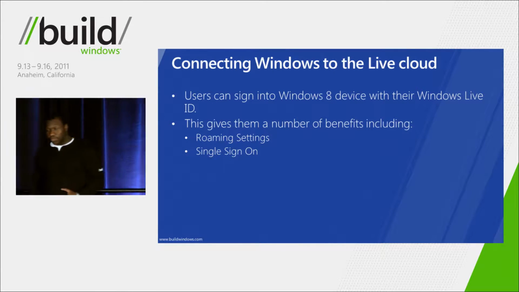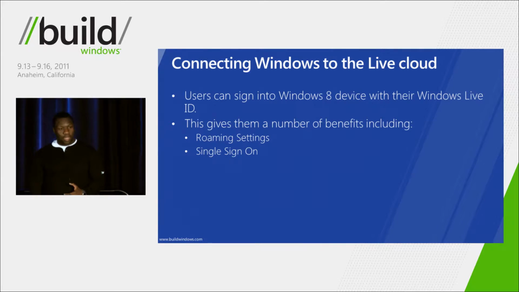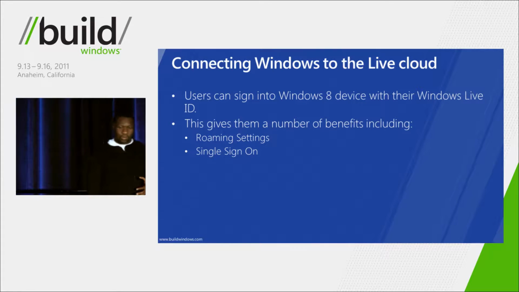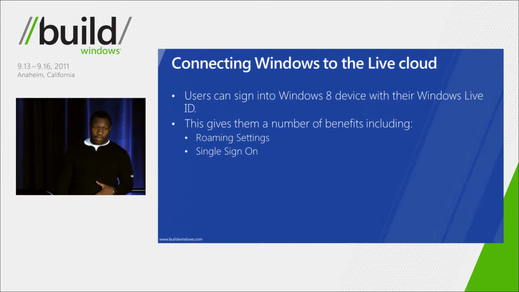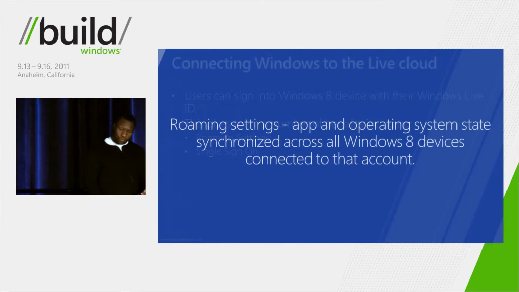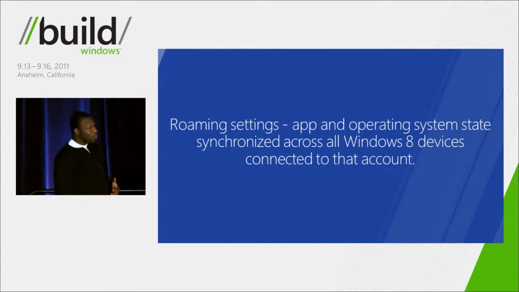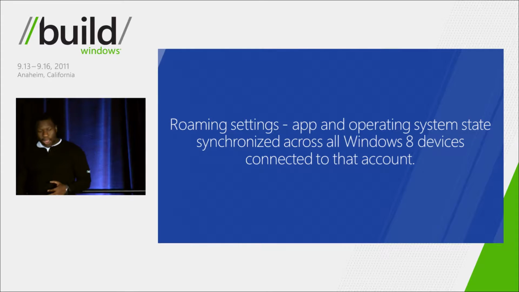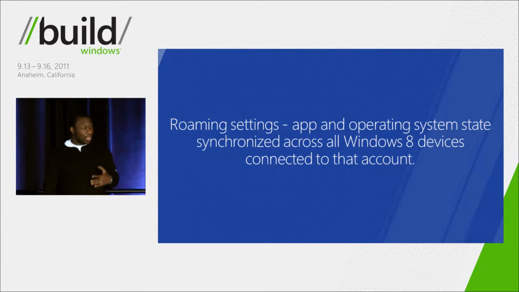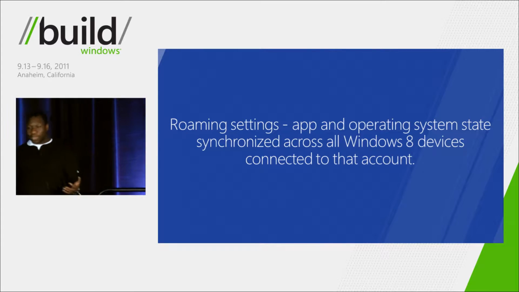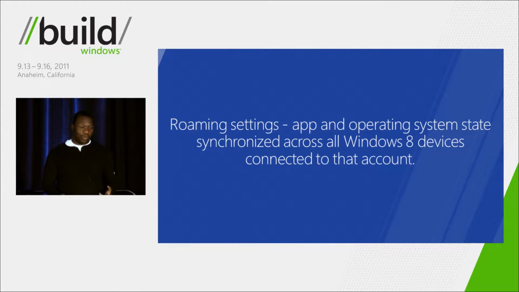Now, when a user signs into their PC with a Windows Live ID, they get two core benefits. The first is roaming settings, which I'll talk about next. And the second is single sign-on, the experience I just showed. With roaming settings, core operating system settings and application settings are tied to that Live ID, synced up to the live cloud, and then replicated to all PCs that the user signs into with that Live ID.